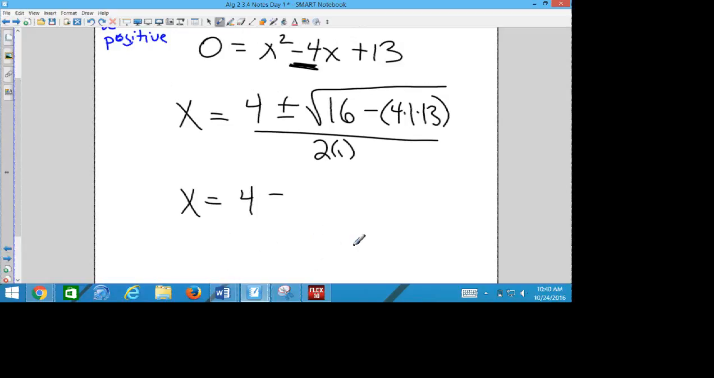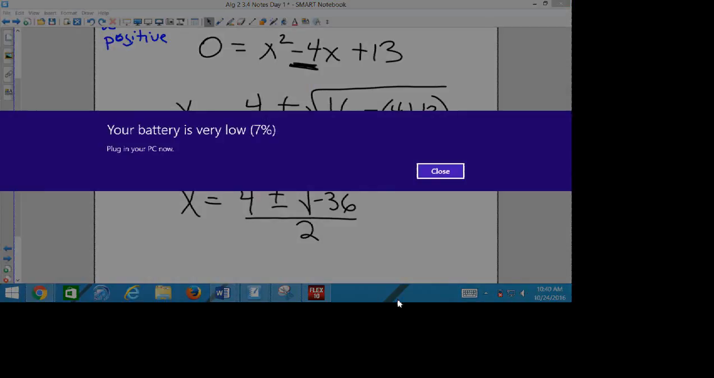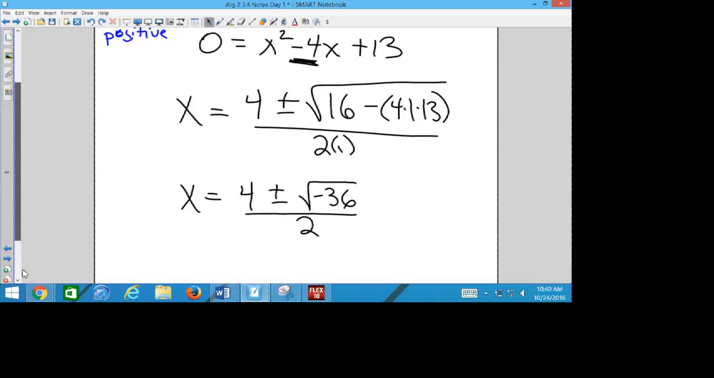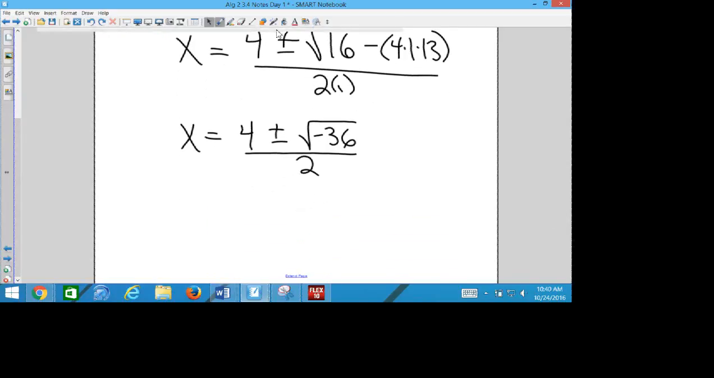Let's simplify. Using my order of operations, I'm going to simplify. And what do I get? Negative 36. Thank you. This is a 9, but we can still represent the answers using imaginary numbers. So on the graph, this would have no x-intercepts because of that negative underneath the square root. Uh-oh. I should probably plug that in. But we can still represent the answer with imaginary numbers. So what is the square root of negative 36? 6. Yeah.